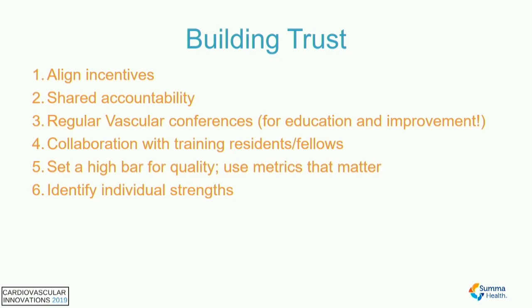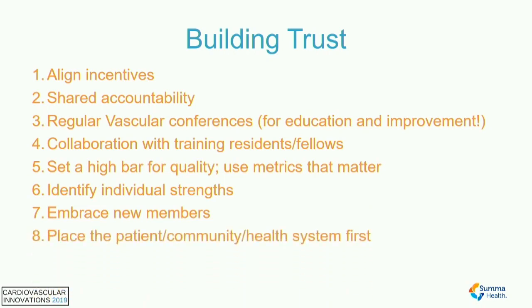Identifying individual strengths, identifying interventionalists in your institution that have certain skill sets and trying to coordinate that so that everybody optimizes their strengths. And then embracing new members. If somebody joins the health system that provides vascular interventions, if they want to do that, they're going to do that. And you can either fight that or you can embrace that and take them under your wing and say, look, let's mentor, let's work together, let's find a way to make this work for the best outcome of the patient and the institution. And then just put the patient and your community and your health system first.